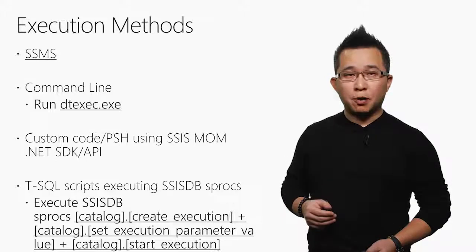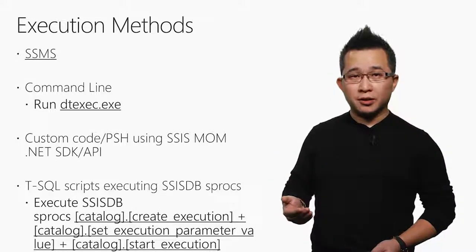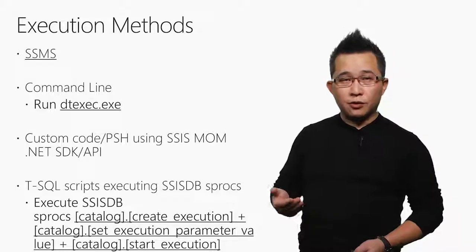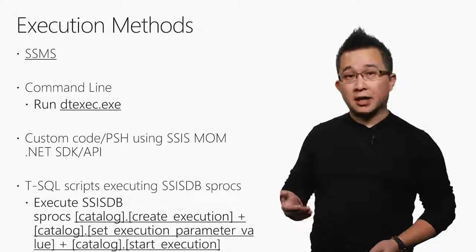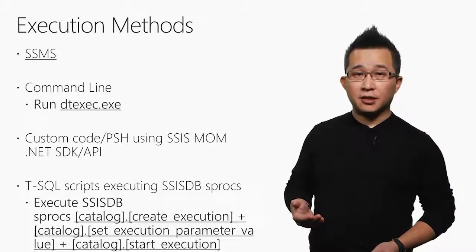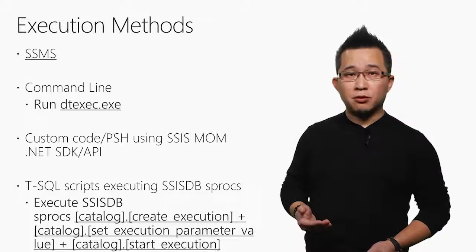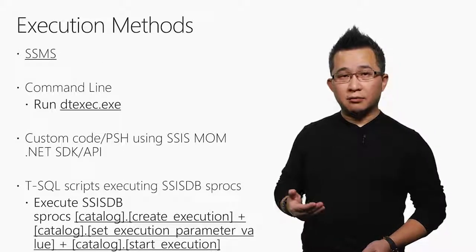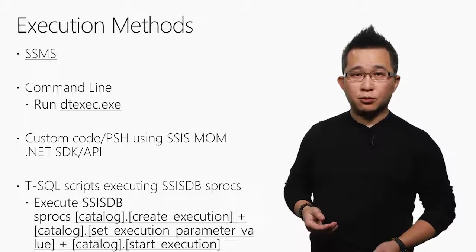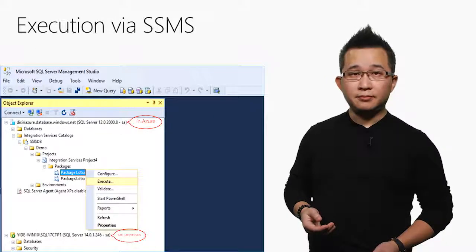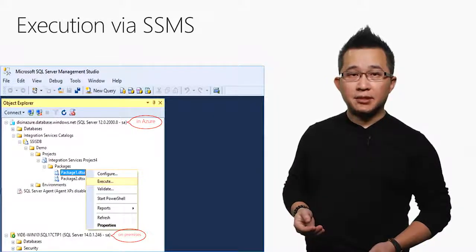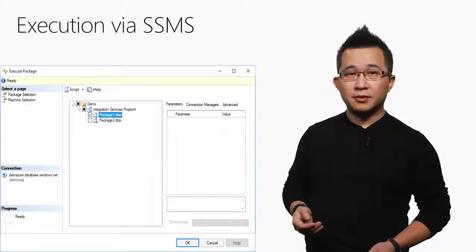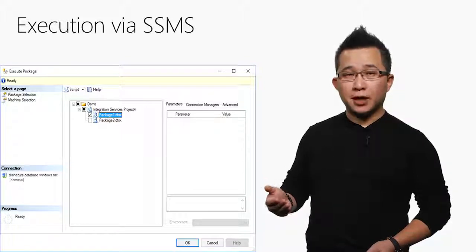Now, once you deploy your packages, you can execute them. There are different ways you can execute these packages on Azure. First is to use SSMS. Second, you can directly run dtexec.exe, or you can use a PowerShell script or custom .NET script to trigger the execution. And you can also use a T-SQL script to do that as well. Here's an example in SSMS where you can execute the packages. You can select which package you want to execute.